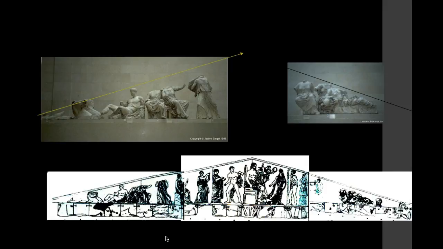So we're going to be looking at some of the decorative program. We're going to be looking at some of the pediment sculptures on both sides of the temple. The building itself was decorated with marble sculptures representing scenes from Athenian cult and mythology.